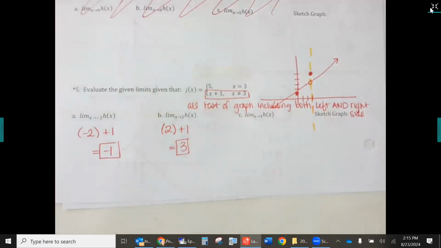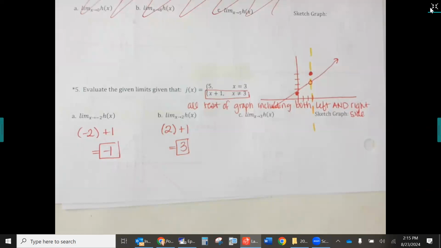Last one. I want x approaching 3. Now this is tricky. X approaching 3 is 3, right? So you would think, oh, I'm going to pick 5. Wrong. Remember that with limits, you're just getting close to that spot. You don't care what kind of dot is there. So as I trace in from the left and the right, I'm going to be on the line. So I never am going to really pick 5.